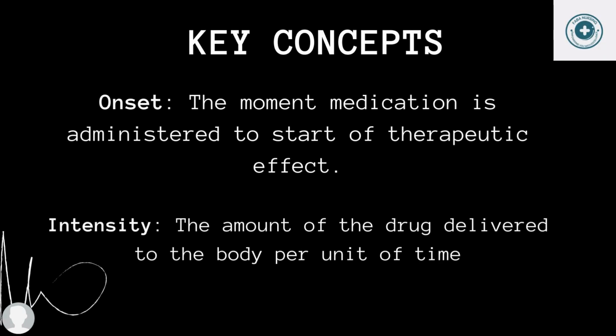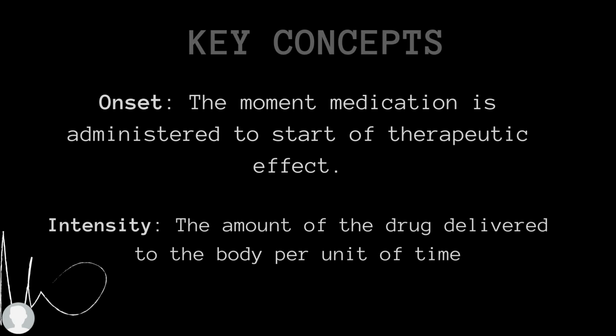The onset is the time it takes for the medication to start producing its therapeutic effect from the moment it is administered. For example, Al will be able to feel relief from his pounding headache within 20 to 30 minutes, as that is the onset of oral Tylenol. The intensity describes the amount of the drug delivered to the body per unit of time and how strong its effects are. Understanding these concepts is essential for assessing how medication works and ensuring safe and effective patient care.